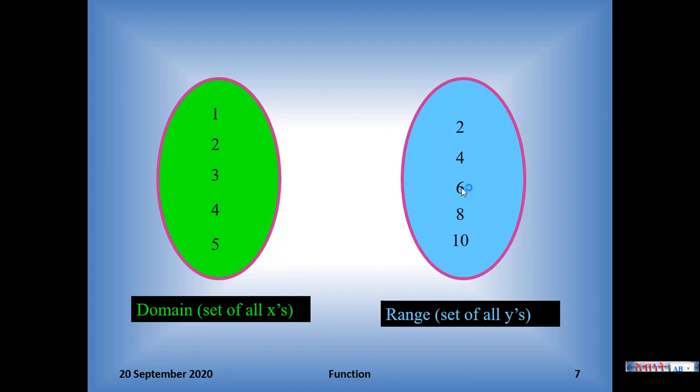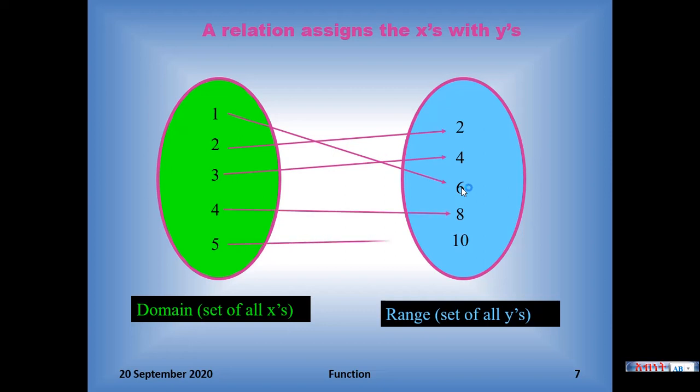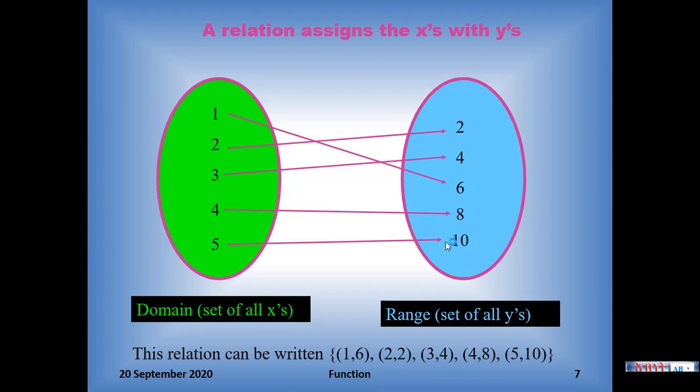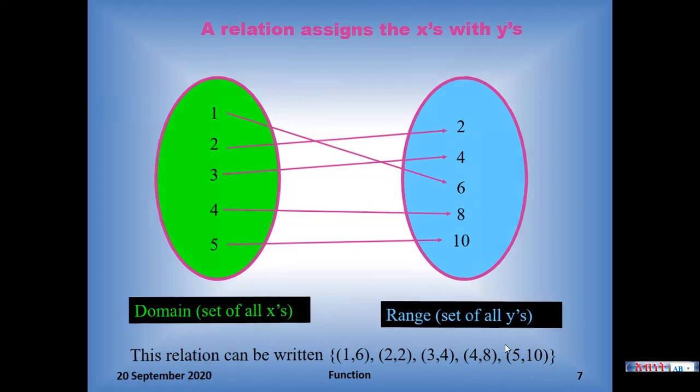For example, we can express a relation like this: 1 is related with 6, 2 is related with this, and we can create a relation. Now the domain is the set of all x, and the range is the set of all y. This relation can be written in listing method. We can write it like this.